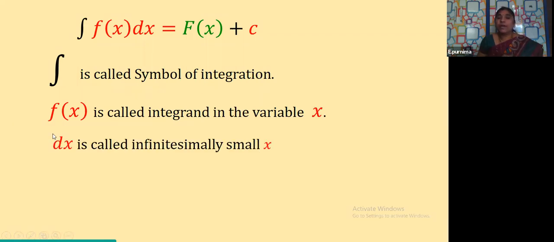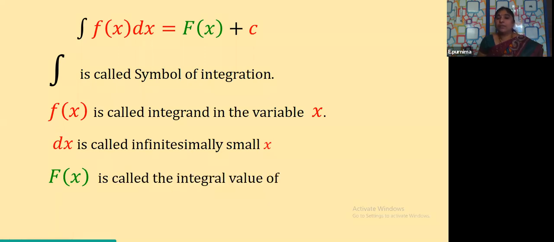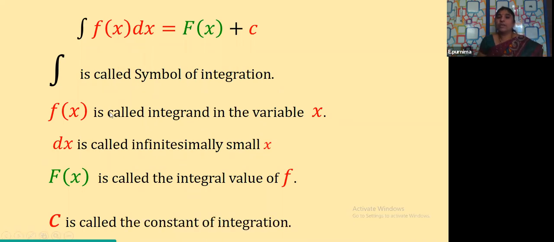It is called infinitesimally small x, as I have explained in the diagram. Next is what? Capital F of x is called the integral value, what you get after integrating. That is the integral value. And next is what? C is called the constant of integration. It means the constant difference that you are getting is called the constant of integration. Is it clear, children?